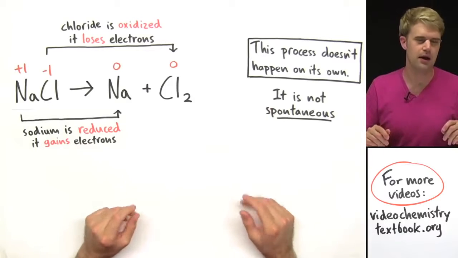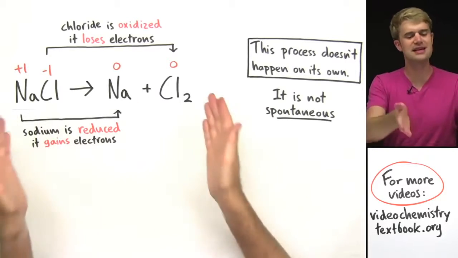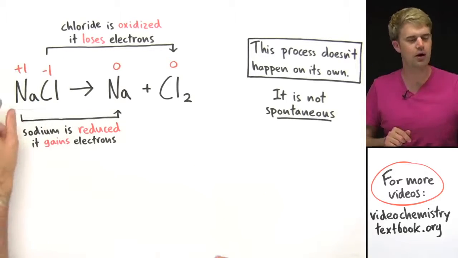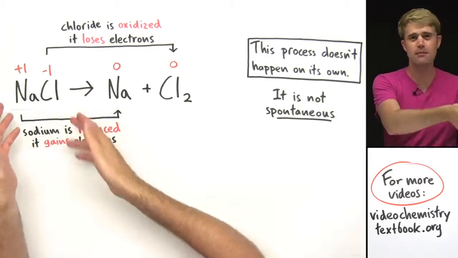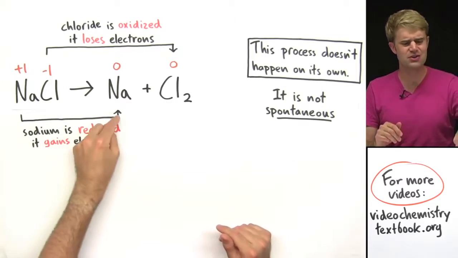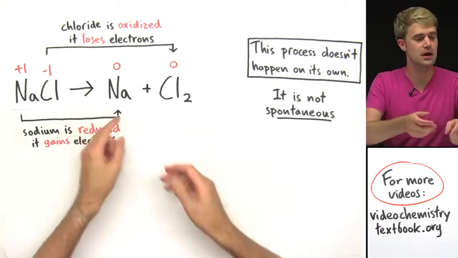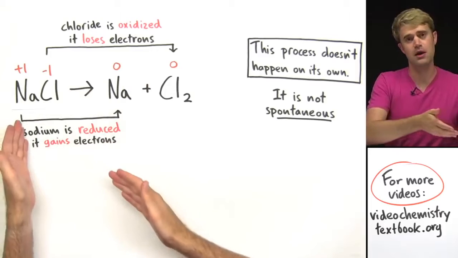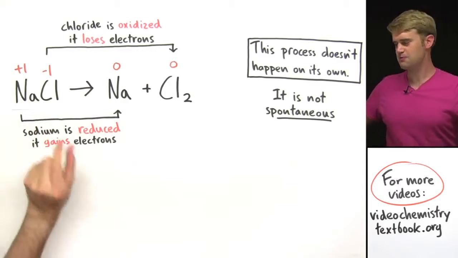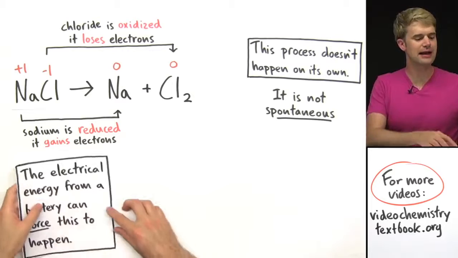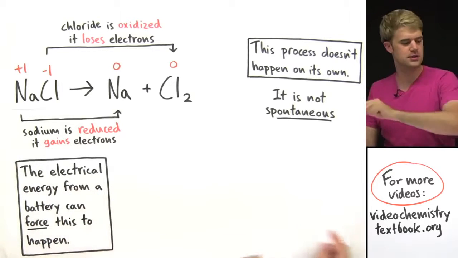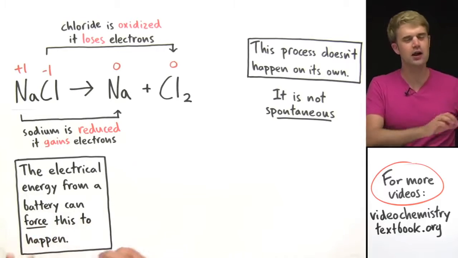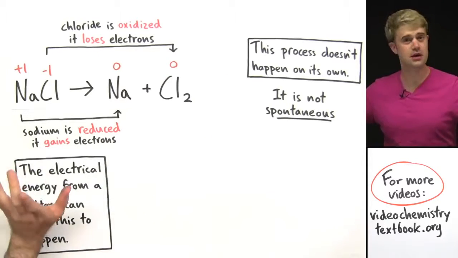On its own, now, a big part of the reason why this isn't a spontaneous reaction is because sodium and chloride over here are really happy with the number of electrons that they have. Sodium doesn't want to gain more electrons, and chloride here doesn't want to lose electrons. They're totally set right here. So we have to force this process to happen, and that's where the electricity part of electrolysis comes into play. The electrical energy from a battery can force this process to happen.